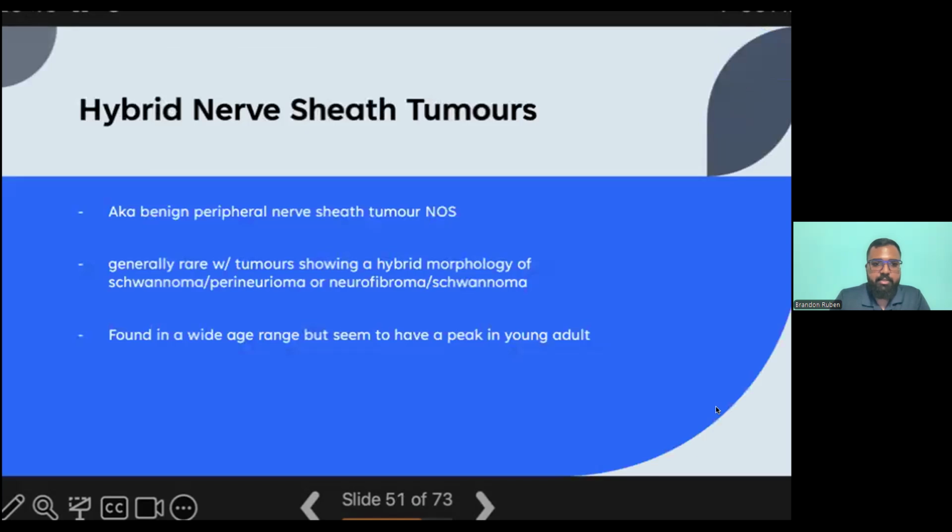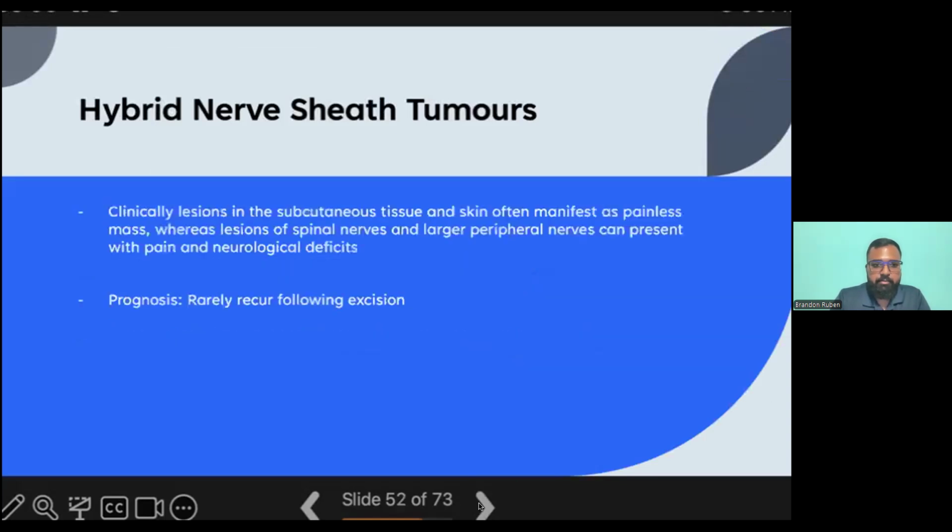Next, hybrid nerve sheath tumors, aka hybrid benign peripheral nerve sheath tumors. These are generally rare, with tumors showing a hybrid morphology of either schwannoma-perineurioma or neurofibroma-schwannoma. These are found in a wide age range, but seem to have a peak in young adults. Clinically, lesions in the subcutaneous tissue and skin often manifest as a painless mass, whereas lesions in the spinal nerves and larger peripheral nerves can present with pain and neurological deficits. Prognosis: these rarely recur following excision.